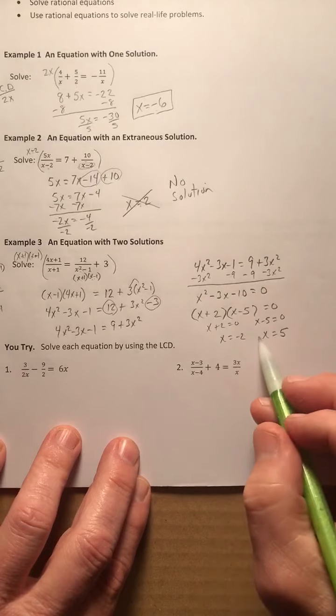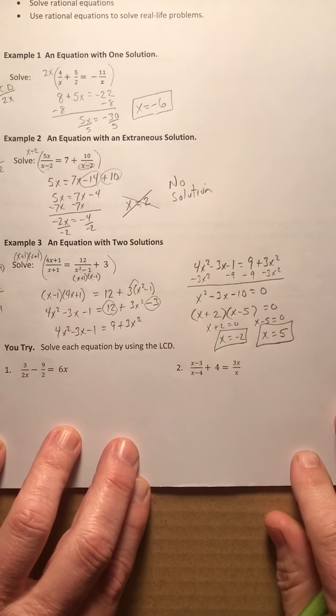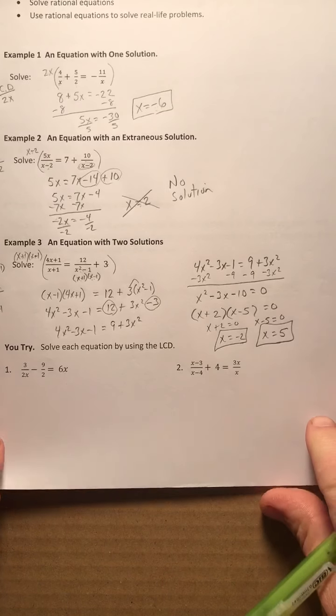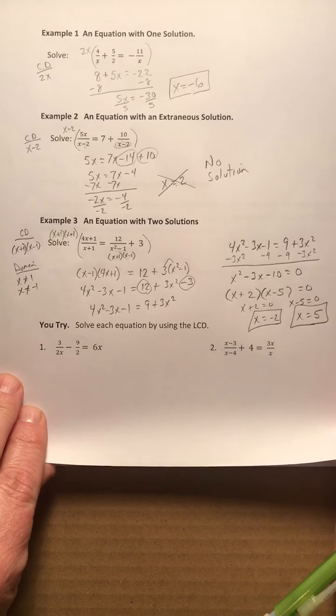All right, so this isn't 1 or negative 1, so that's a good solution. This isn't 1 or negative 1, so that's a good solution. So we have 2 good solutions. All right, and then you have these 2 U-tries. You can go ahead and do those 2 U-tries. I will send you the answers.